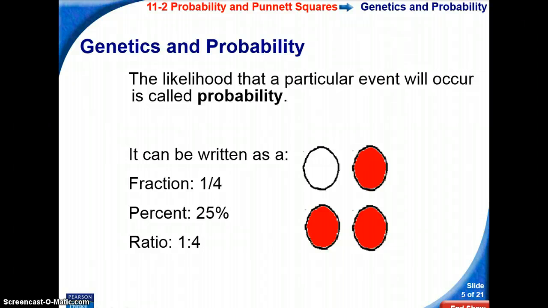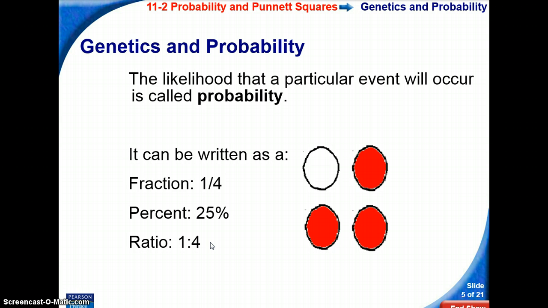The likelihood that a particular event will occur is called probability. How probable is it that something is going to happen? What is the likelihood that an event will occur? We can write it in different ways. So we have these 4 circles here. 3 are red and 1 is white. So the fraction of these circles that are white is 1/4. The percent of these circles that are white is 25%. And the ratio of white circles is 1 to 4. So these are 3 different ways that our probabilities can be written.